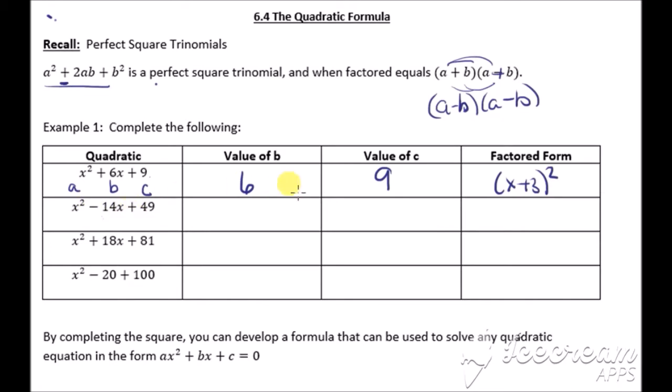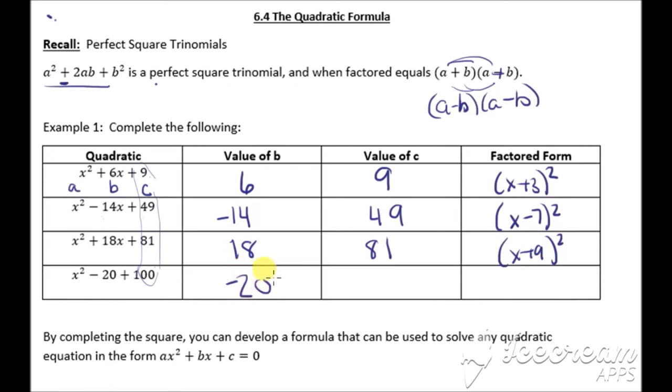Now, negative 14 and 49. What two numbers multiply to 49 and add to negative 14? Well, negative 7 and negative 7. As you can see all the way down the C column, we can root all of these numbers. So we get 18 and 81. So I get x plus 9 squared. And then I get negative 20 and 100. So then I get x minus 10 squared.